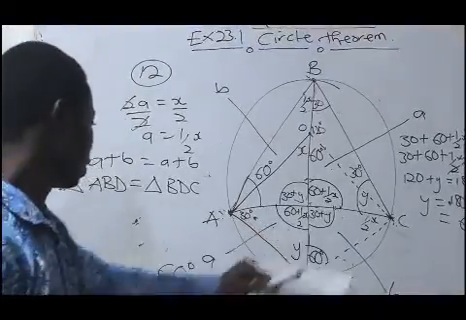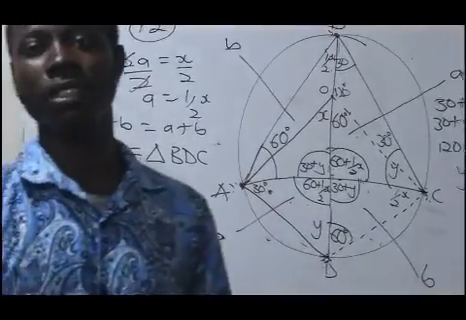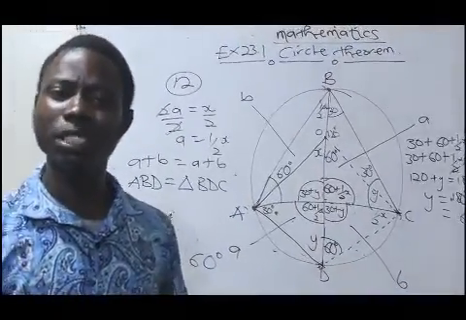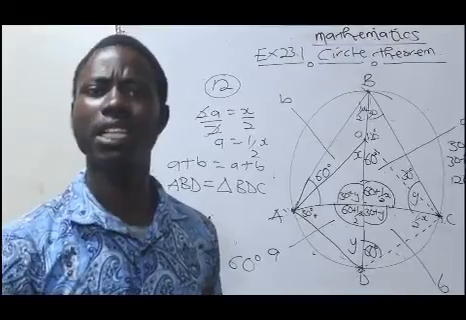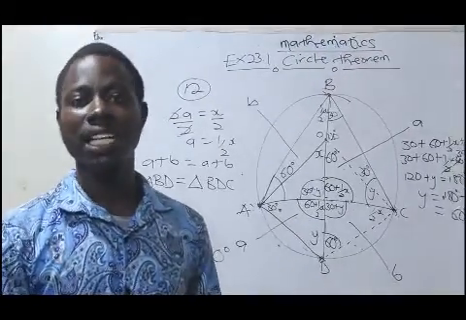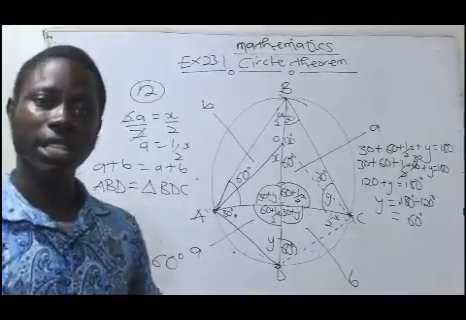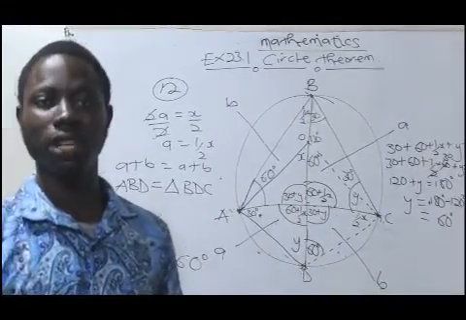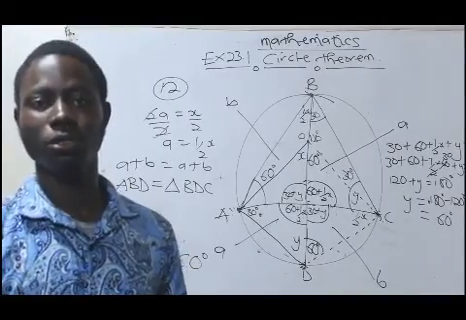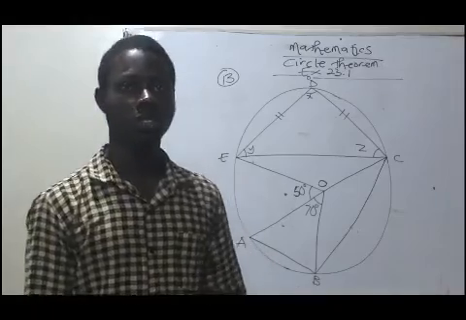Y is 60 degrees. X is also 60 degrees. So sometimes we have to analyze the diagram very well and see whether the triangles we are having are similar, then we can apply equal chords and other stuff like that. So when you get a diagram like this, we just have to take our time and analyze the diagram by using the properties of the circle.